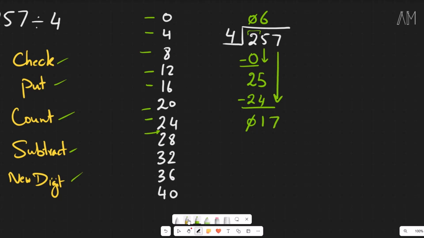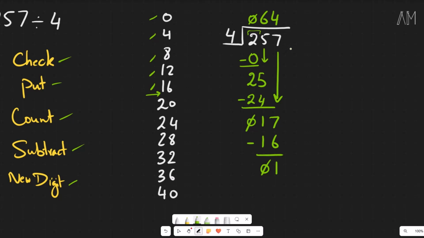I will have 17. Again, let's do all of these steps again. First of all, let's check. 17 is actually between 16 and 20. I'm gonna choose the smallest, which is in this case 16. I put it. Now let's count: 0, 1, 2, 3, 4. So it's at 4. Now I will subtract. 17 minus 16 is simply 7 minus 6 is 1, 1 minus 1 is 0. And a new digit will come down.